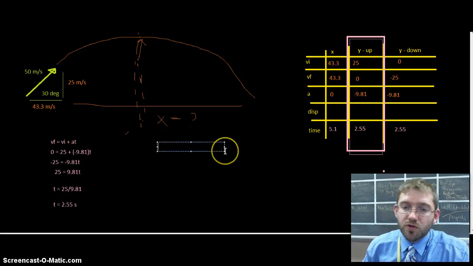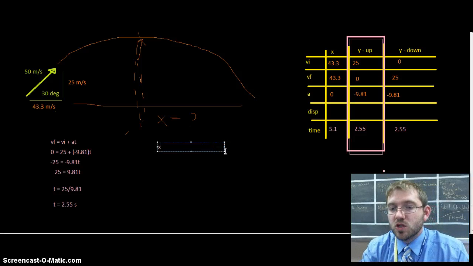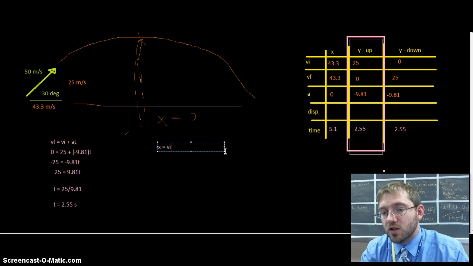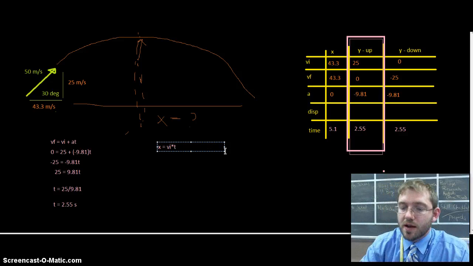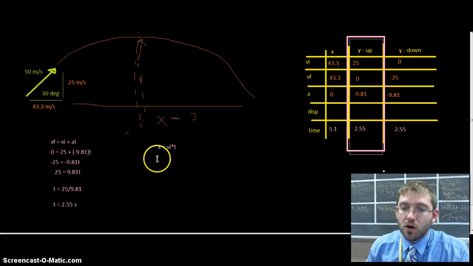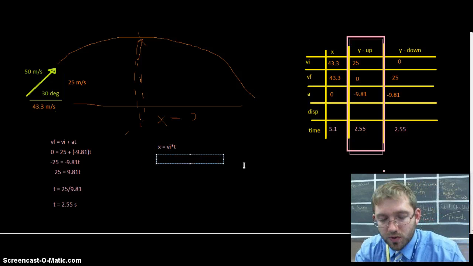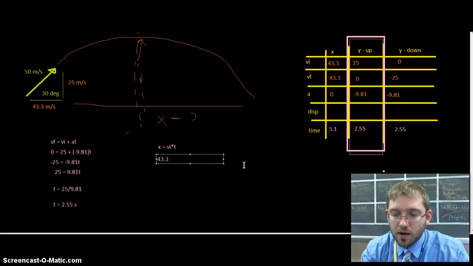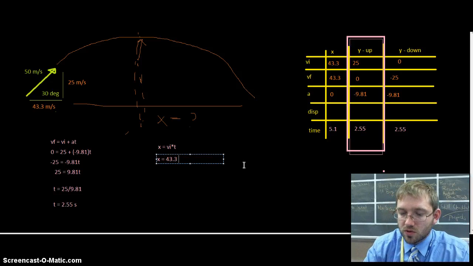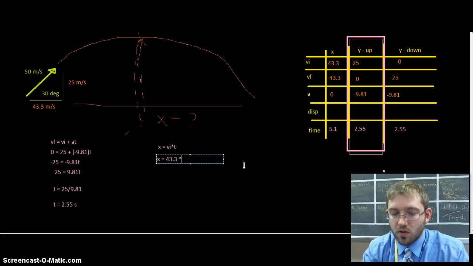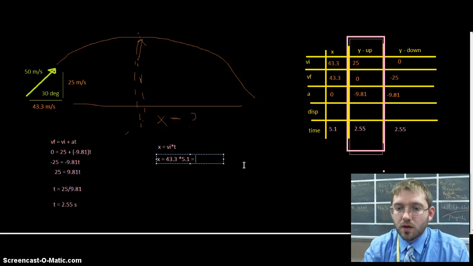Now, in order to solve for the displacement in the x direction, well, that's initial velocity times change in time, according to what I call equation number 3 in class. So we take 43.3, call x equals 43.3 times 5.1.